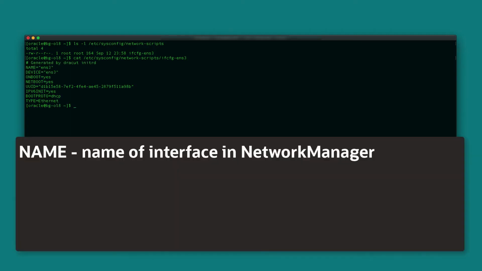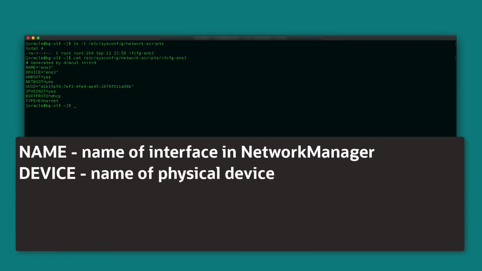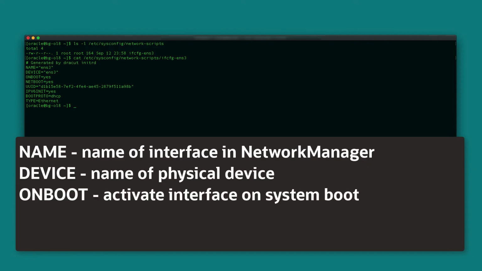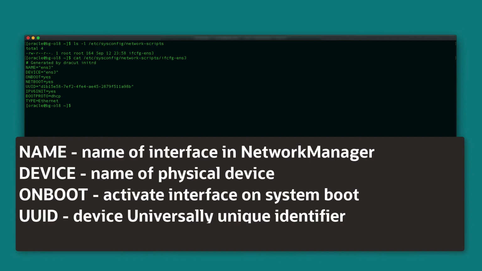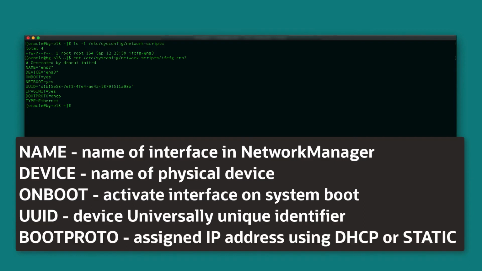In this configuration, here are some of the parameters and their meaning. NAME is the name of the interface listed in the Network Manager GUI. DEVICE is the name of the physical device. ONBOOT determines if the system activates the interface at boot time. UUID is a universally unique identifier for the network interface device. BOOTPROTO determines how the interface obtains its IP address. Its values can be dhcp for dynamically assigned addresses or none for static addresses.